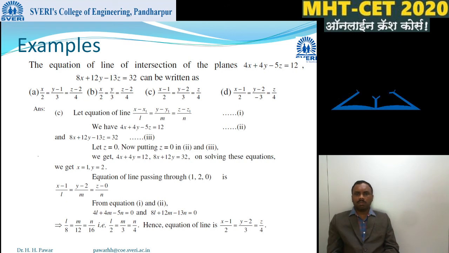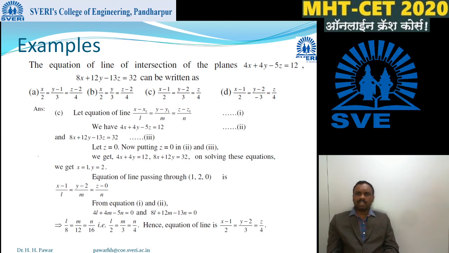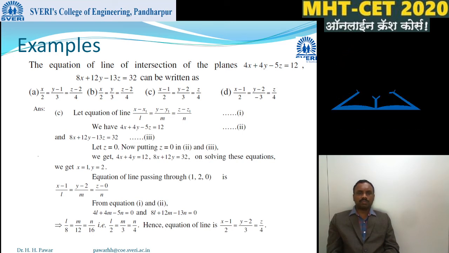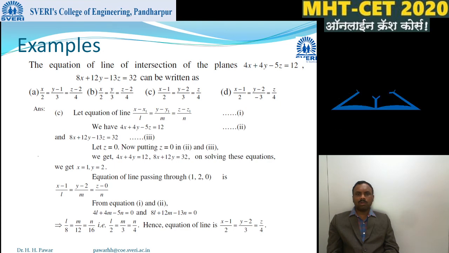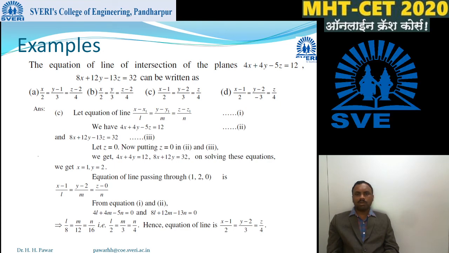Next, the equation of the line of intersection of the planes. Two planes are given here, 4x plus 4y minus 5z equal to 12 and 8x plus 12y minus 13z equal to 32. This can be written as: first option is x by 2 equal to y minus 1 upon 3 equal to z minus 2 upon 4. Second one is x by 2 equal to y by 3 equal to z minus 2 upon 4. Third one is x minus 1 upon 2, y minus 2 upon 3, z upon 4, and fourth is x minus 1 upon 2, y minus 2 upon minus 3, z upon minus 4.